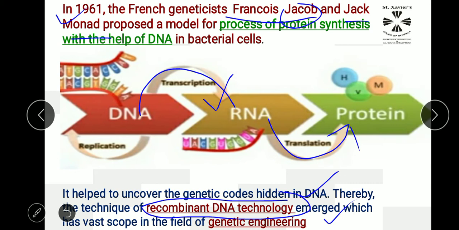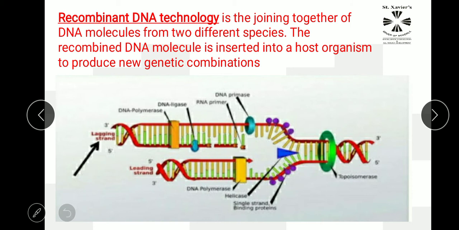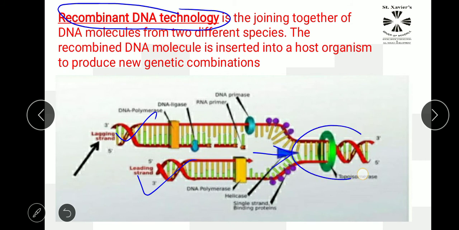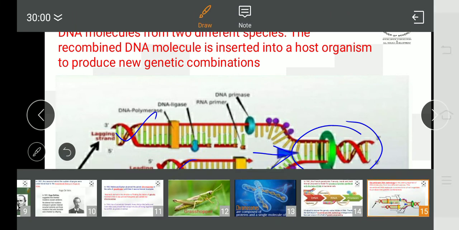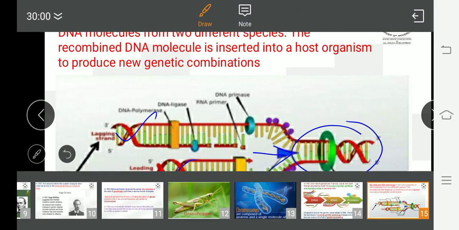Now, what is recombinant DNA technology, students? Recombinant DNA technology is the joining together of DNA molecules from two different species. Here, one DNA of one species, another DNA of another species. When they are combined, a new DNA structure is formed. This recombined DNA molecule is inserted into a host organism to produce new genetic combinations.